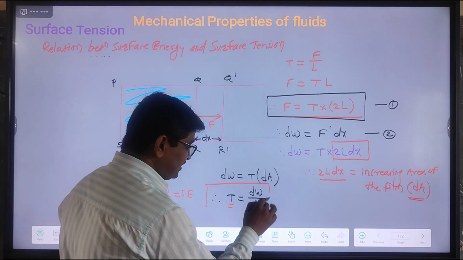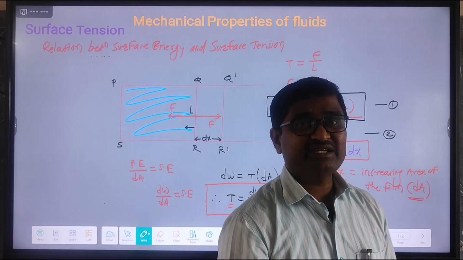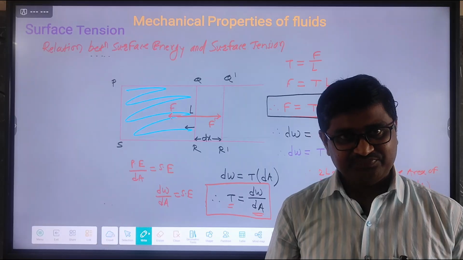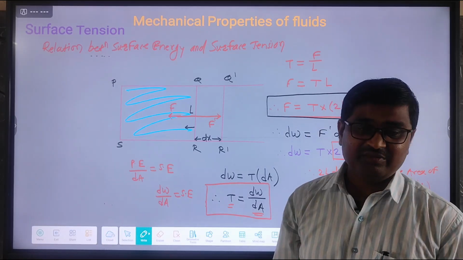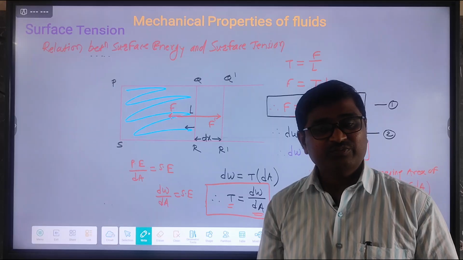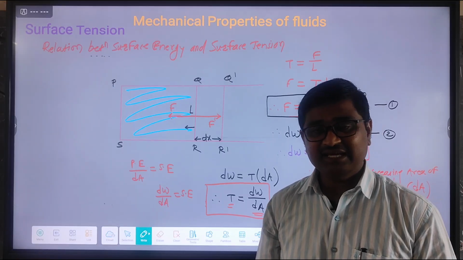This equation represents the relationship between surface energy and surface tension. Get it clear? What are we given? We are given a rectangular wire frame PQRS. Between the frame, QR is a wire that slides without friction, having length L.